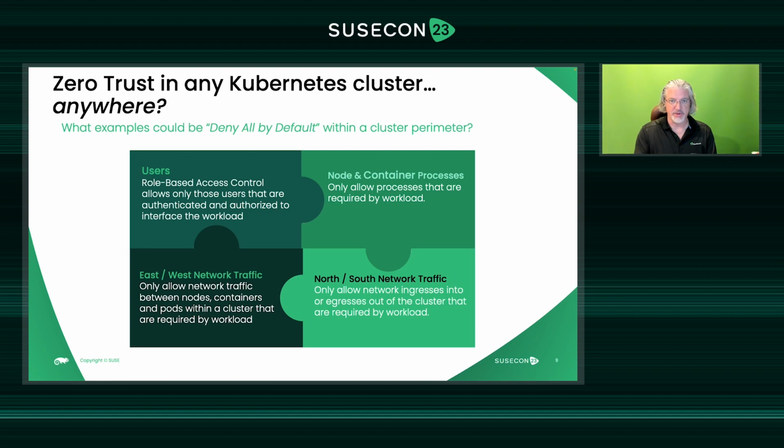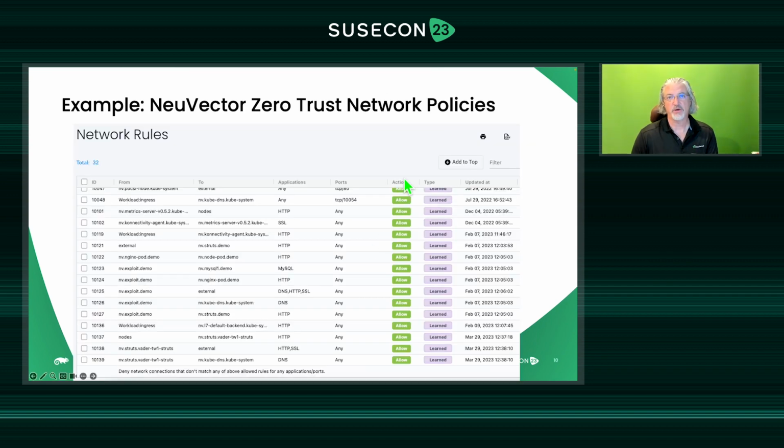Well, this is another thing we could say: deny all that traffic, allow specific traffic that we permit through network policies, and constantly monitor. So we've explained north-south. This may be another way of doing zero trust, kind of like the firewall example that I was talking about before. So in NeuVector, let's show some examples of network policies.